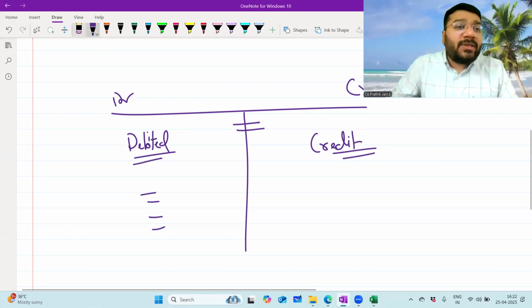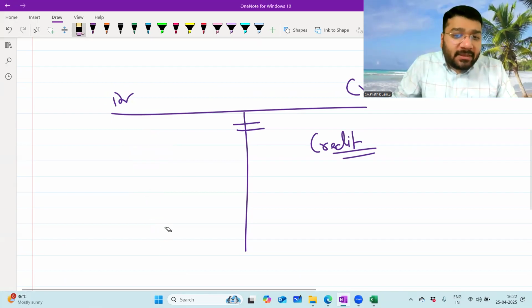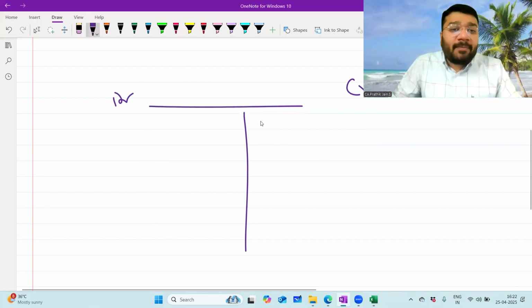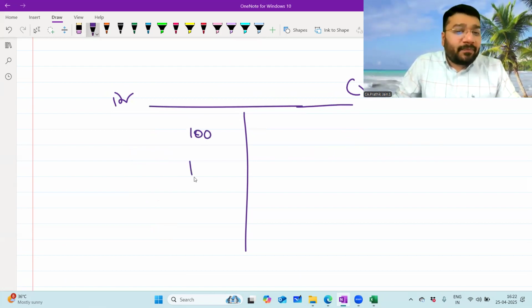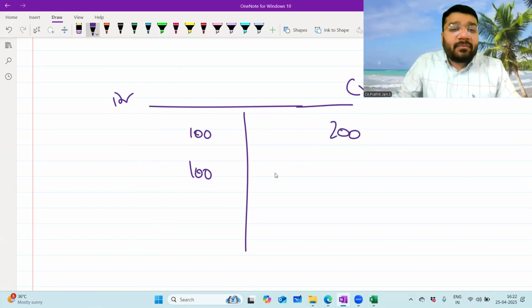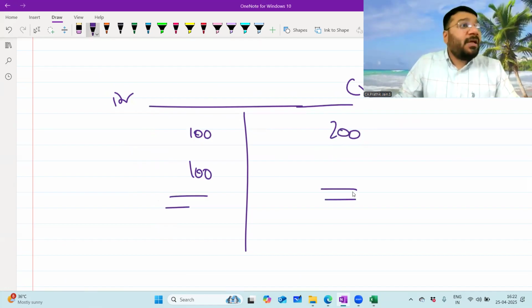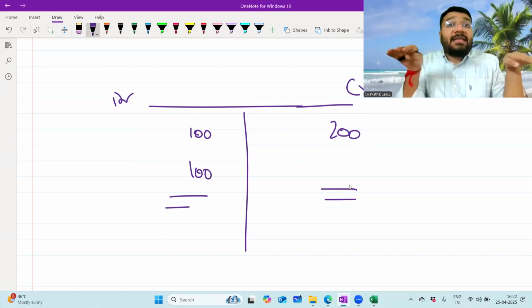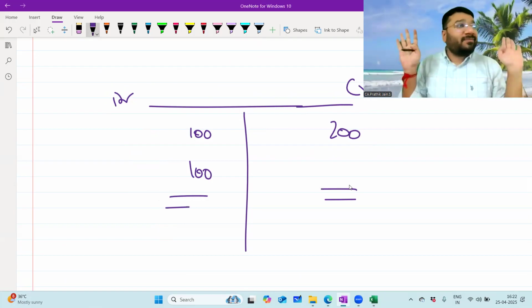Once you start posting the transactions on both sides, what will happen? One option is that you are recording 100 rupees here, 100 rupees here, and 200 here. Both sides' totals are the same. We say this ledger is automatically balanced, which means this ledger does not have any closing balance left. Automatically, the ledger is balanced, which means the ledger is closed.